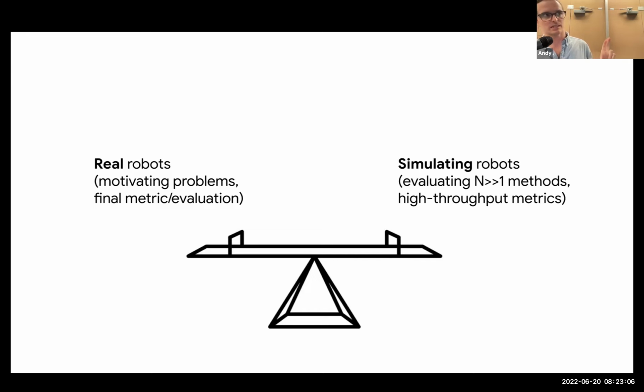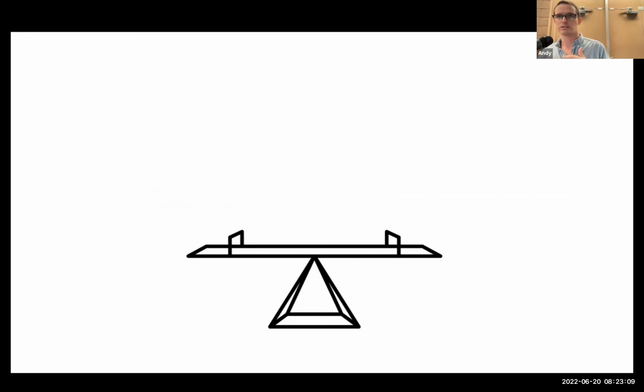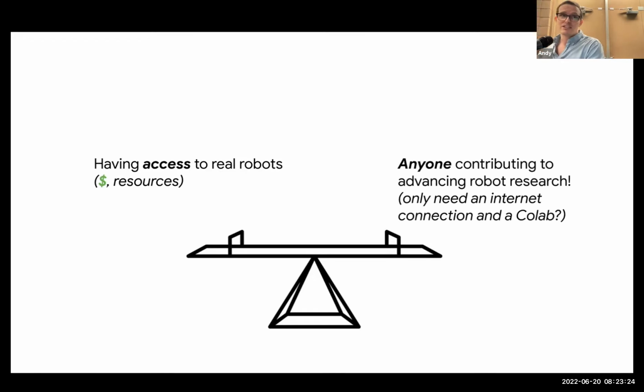There's another related but different balancing act I want to call out as we walk through this toolkit I put together. On the one hand, having access to real robots and actually running real robots is very important, but there's a certain amount of resources required to be able to do that. On the other hand, to the extent that we can frame problems in terms of being approachable via just simulation, then anyone can contribute to advancing robot research, which I just think is awesome, letting anybody in the world, some kid halfway across the world, where you only need an internet connection and a Colab to contribute.